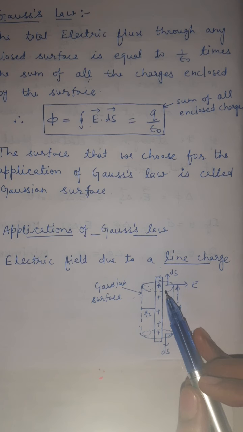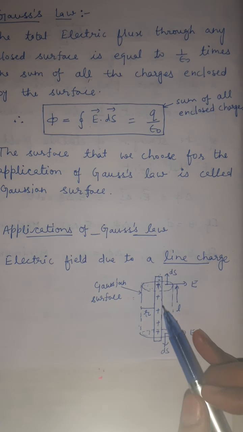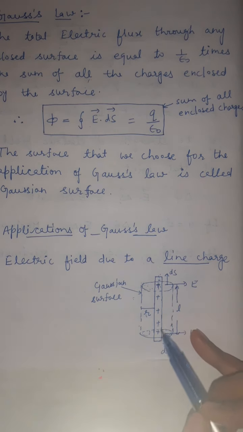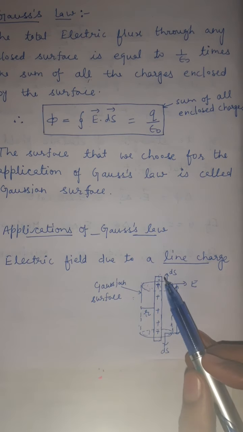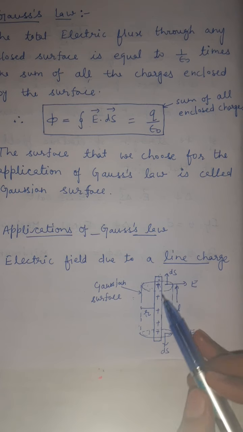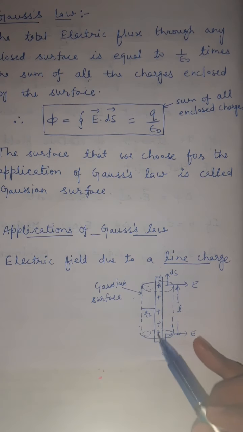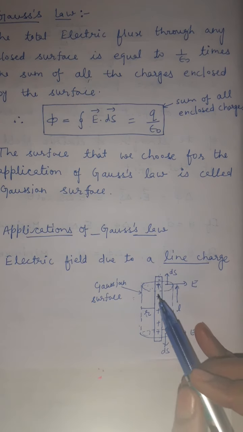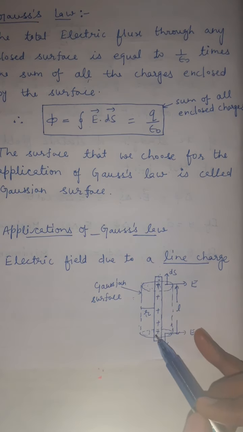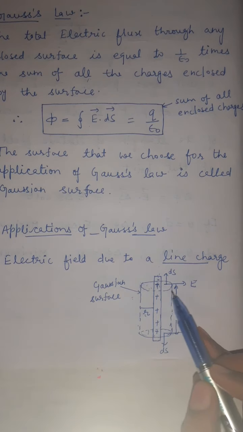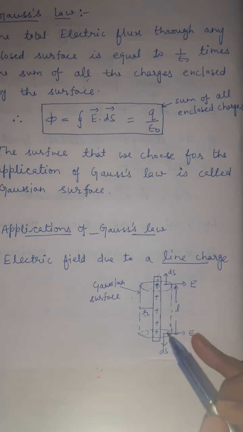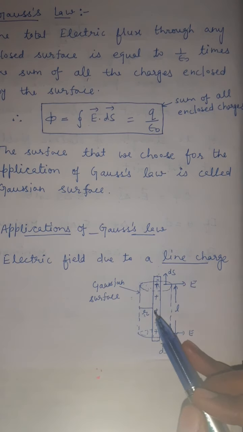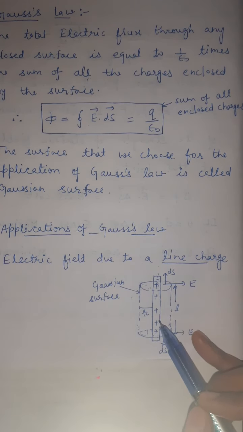So if we take a uniformly charged wire which is taken as positively charged, then we can calculate the electric field due to this long wire. Its length is large as compared to its radius, so we are calling it an infinitely long straight wire. To calculate the electric field due to this wire, we can select a Gaussian surface in the cylindrical form. So this dotted cylinder is the Gaussian surface chosen for this purpose.